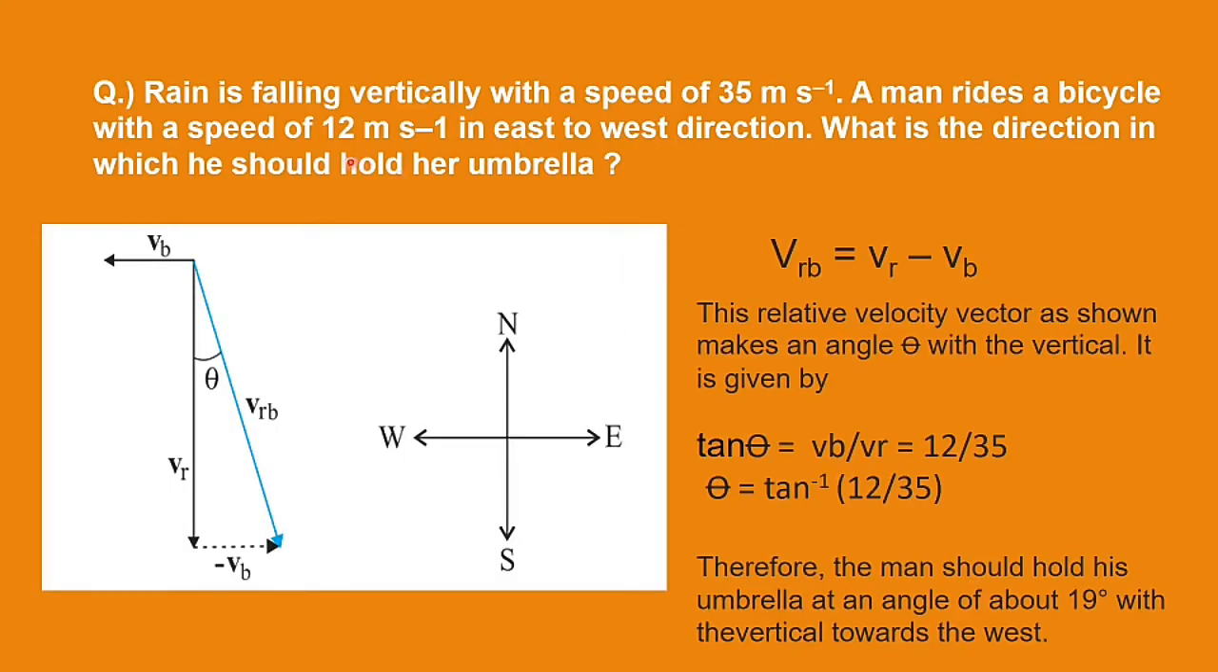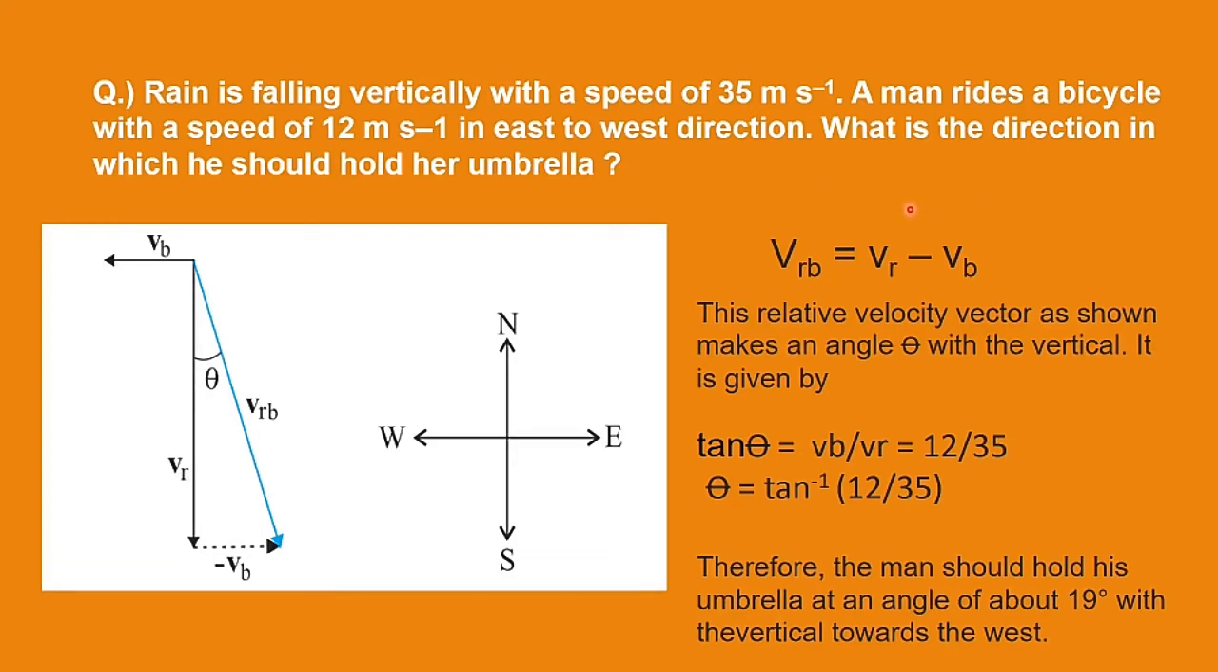This is a simple question, again a rain and man problem, which we have taken with the help of values. Rain is falling vertically with the speed of 35 meter per second. Rain is always falling vertically in this direction, meaning north to south. A man is riding a bicycle with the speed of 12 meter per second east to west. It means the man is moving in this direction, east to west. What is the direction in which he should hold his umbrella?